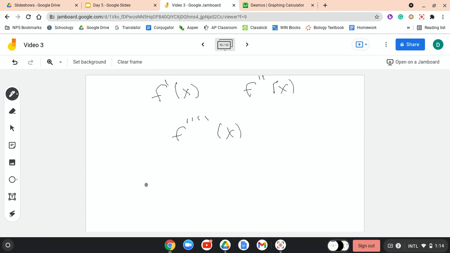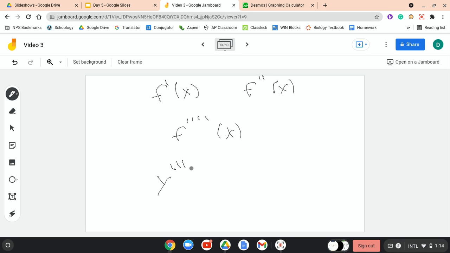You have 4 apostrophes. Additionally, because remember we said that we could write the first derivative as y prime, we could write the second derivative as y double prime, third is y triple prime, etc. So however many apostrophes you have is however many derivatives you've taken of your function y.